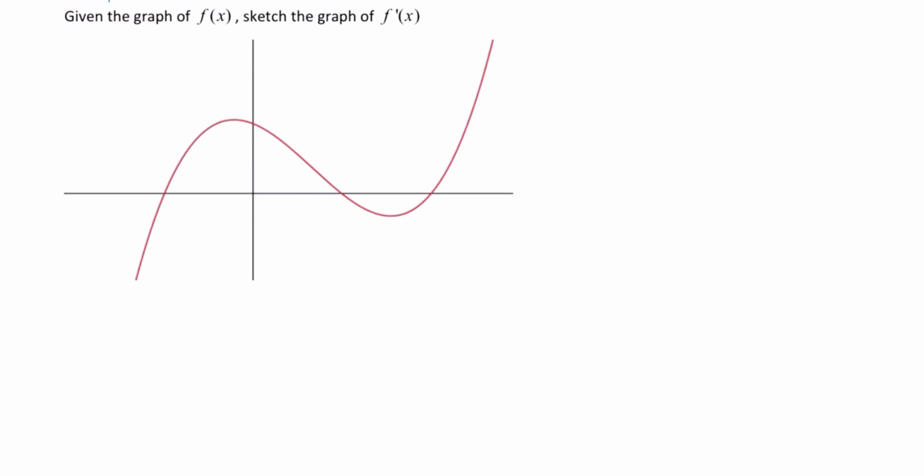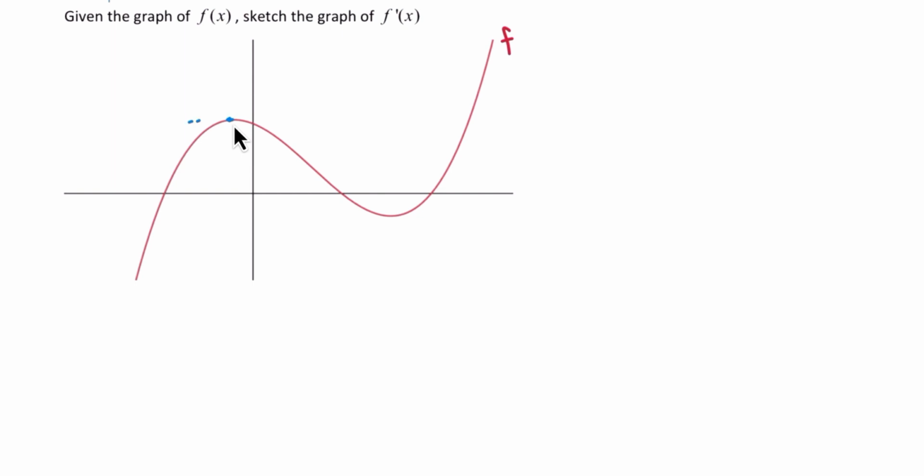In this example, we want to sketch a graph of f prime given the graph of f. It's going to be helpful to remember that the derivative is really the slope of the tangent line to any given point of f. So we'll start by looking at some points where it's somewhat easy to determine the slope of the tangent line. In this case, this maximum here.